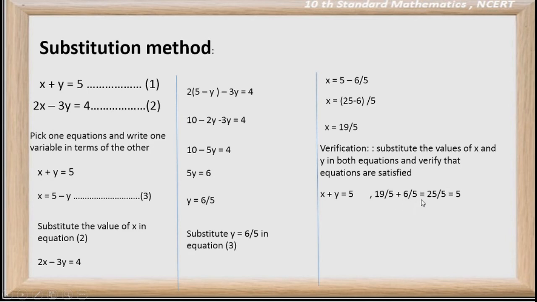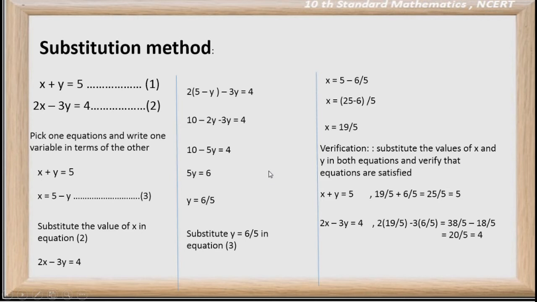How are we adding? The denominator is the same, so we can add the numerators directly. So 19 plus 6 is 25 by 5. 25 divided by 5 is 5. 5 fives are 25. So we got 5. So the first equation is verified.